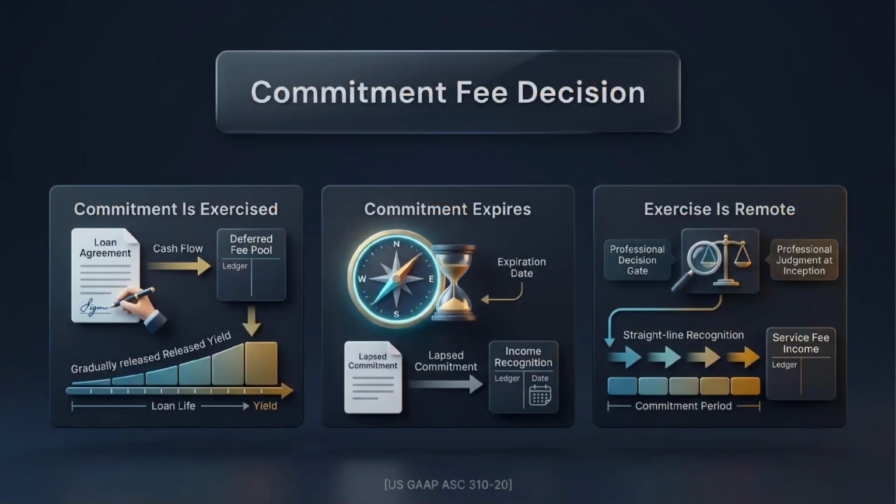Commitment fees depend entirely on what happens to the commitment. If the borrower draws on the loan, the commitment fee is deferred and treated like an origination fee, then recognized over the loan life through yield. If the commitment expires unexercised, the fee is recognized as income at expiration because the lender has completed the stand-ready service. If exercise is remote from inception, the fee is generally recognized as service fee income over the commitment period. The key is not the fee name, the key is the outcome.